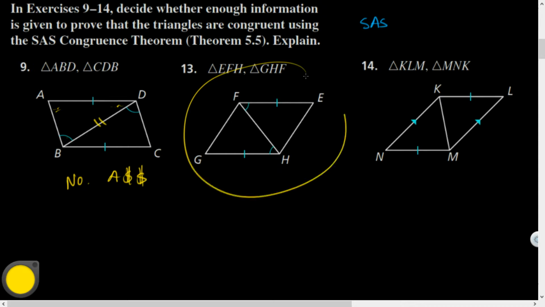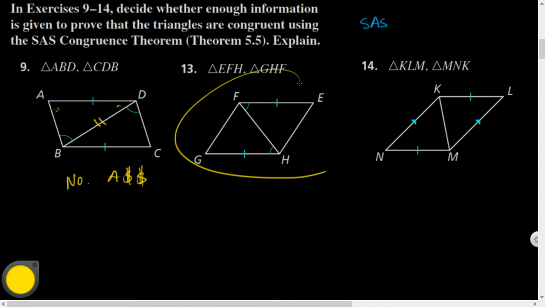How about over here? Any other information I can gather? Yeah, the middle reflexive, and then this is an included angle between those 2 sides. So yes, by side angle side. Sounds great. How about over here? Other information I can gather.